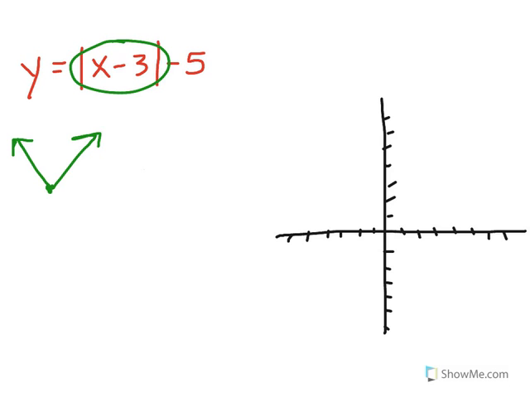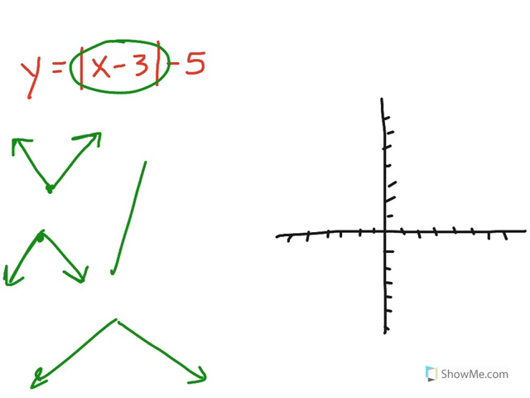Okay. Now, could it be like this? Absolutely. You could get an upside down V. All you would need is a negative number in front of the absolute value sign. Could it be really wide and flat? You bet. It all depends on what the number in front of the absolute value sign is. Could it be really steep and narrow? Sure. Okay, they're all going to be V's. We just have to figure out kind of what they look like.